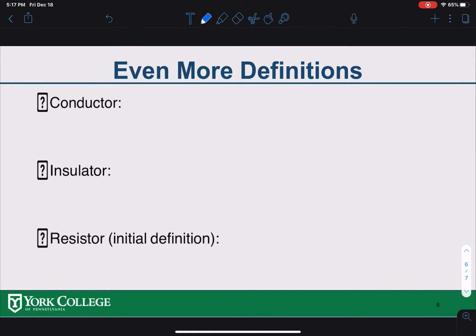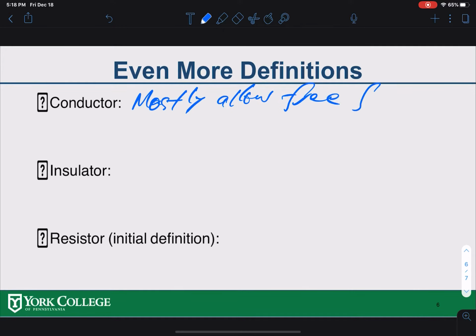So then we have a conductor. A conductor is basically a material that allows the almost free flow of charges. So what are they? Like any metals, like your copper, aluminum, or let's say gold, platinum. Those are all conductors.